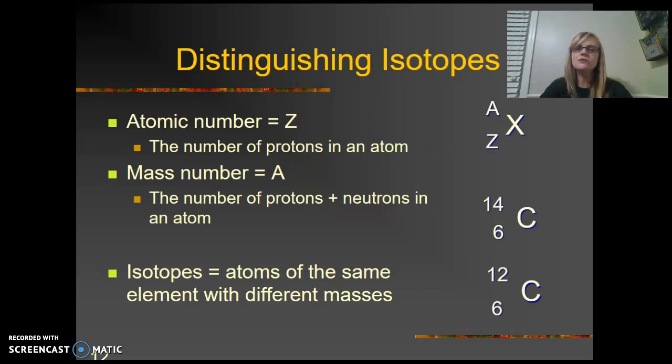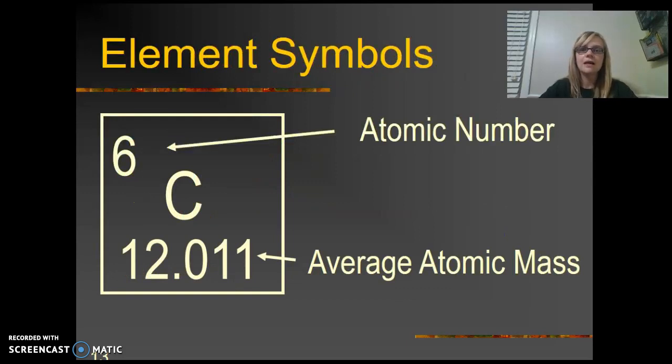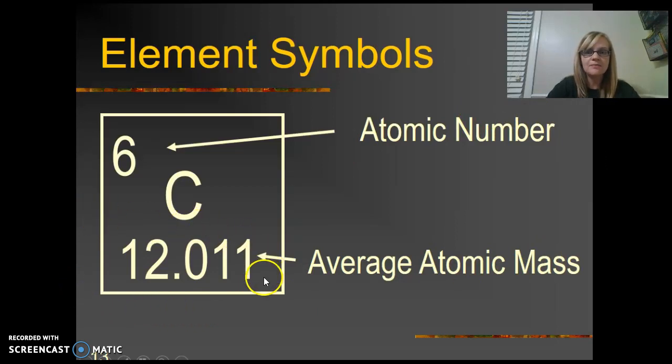Okay, those are the main things that you need to know for your homework. Kind of breaking it down a little bit more, if I look at the periodic table, this number at the bottom, note it does not say mass number. That is different than average atomic mass. So for your homework, I want you to ignore this number. We will come back to that later.